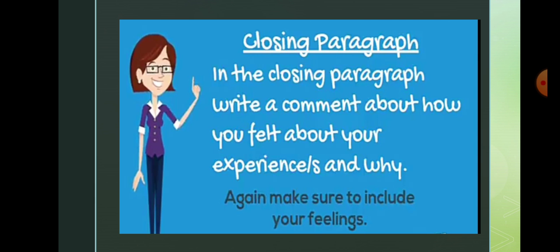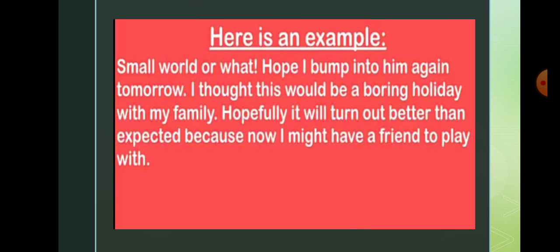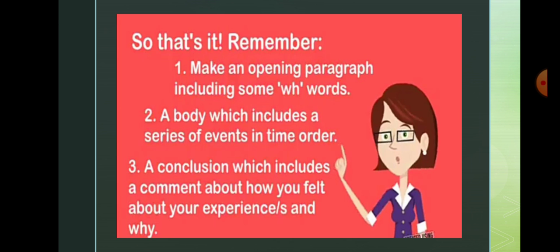The diary entry can be concluded with a comment about the day or the situation at that moment or about the lessons you all learned. For example, it was overall an exciting day, or it was an uninteresting day in my life. Like that you have to mention it. Again, make sure to include your feelings. That example is also given here. You need not write the same thing here. What you felt, that you have to write.